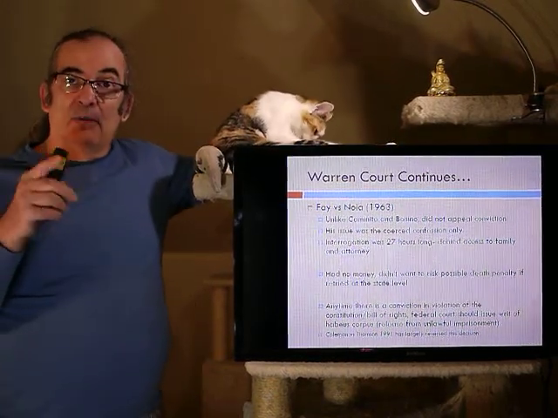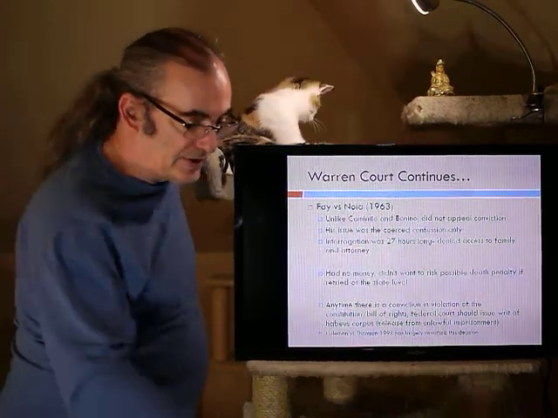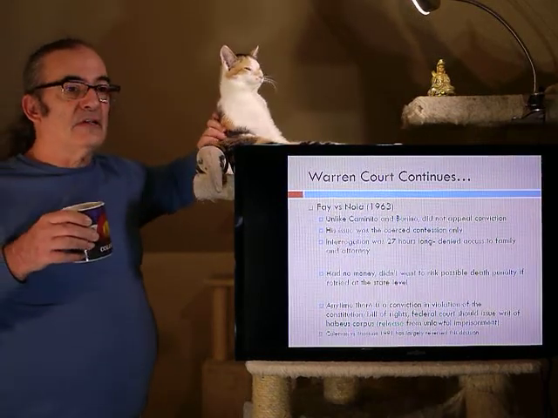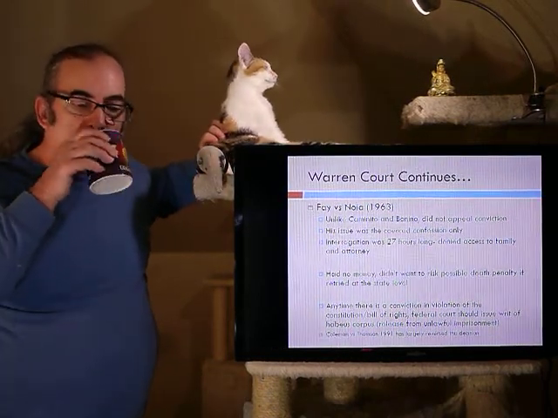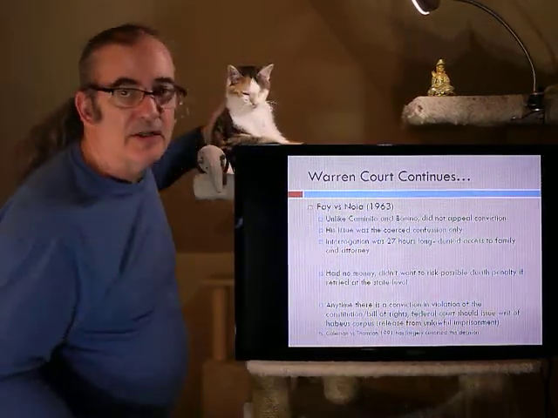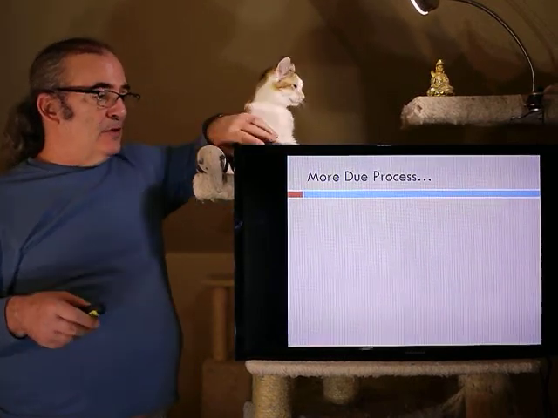Oh, by the way, here's a trivia question, right? Which president overturned or disallowed habeas corpus? During the Civil War, it was Abraham Lincoln, just in case you wanted to know. All right, so more due process.